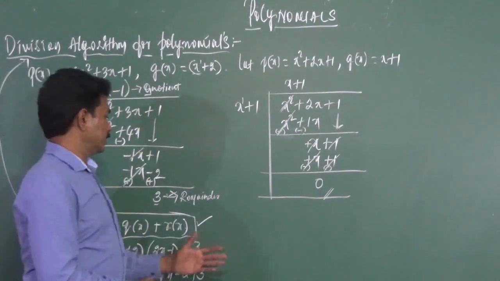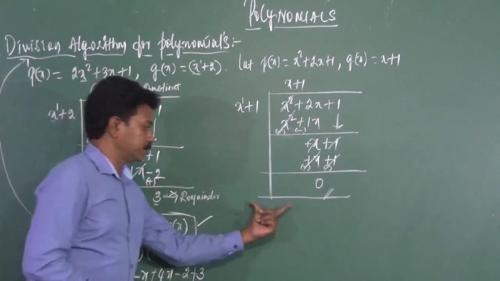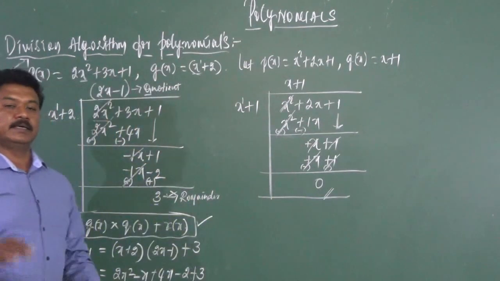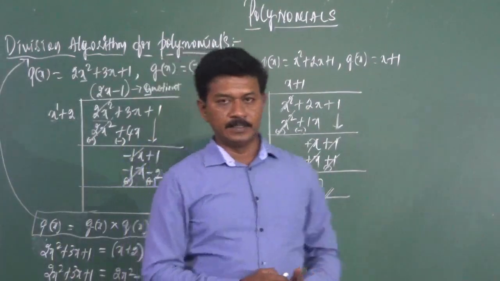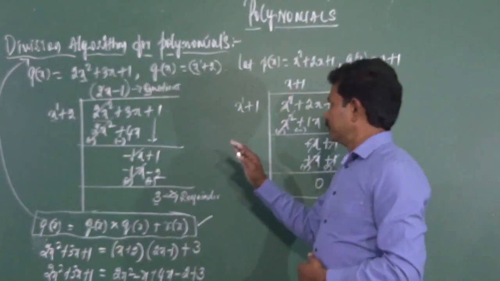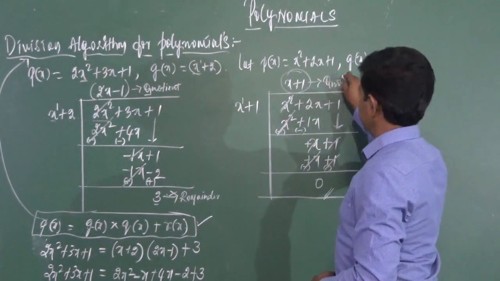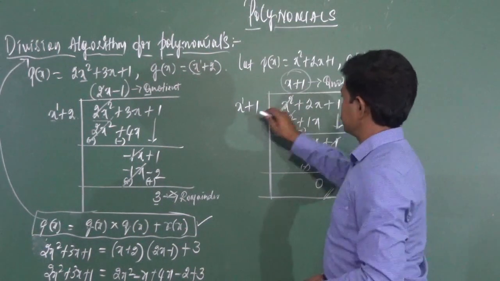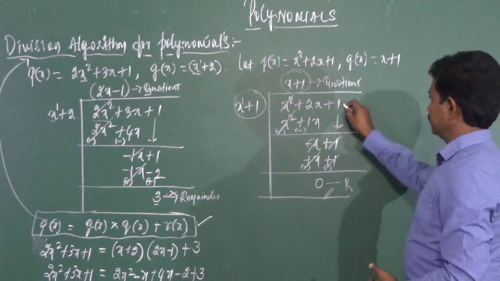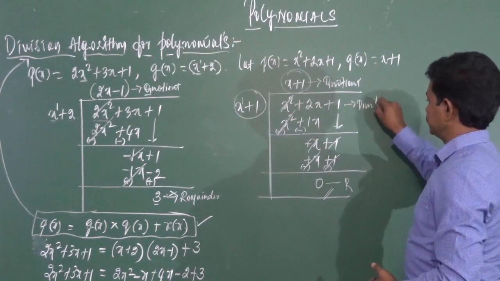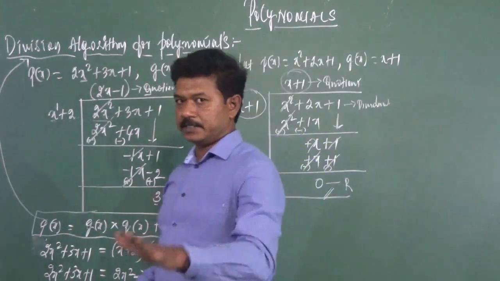Okay. So if we apply the division algorithm for polynomials here, for this polynomial, does it apply? Yes, 100% it applies. Very nice. Here in this case, this is called the quotient, this is called the divisor, and this is the remainder. And you know that this is the dividend. Right. So now you are well versed in this.